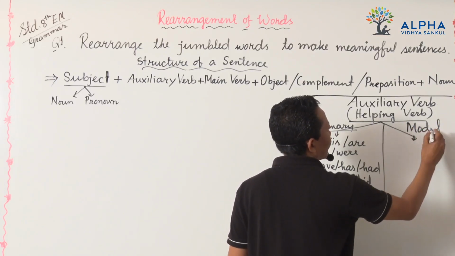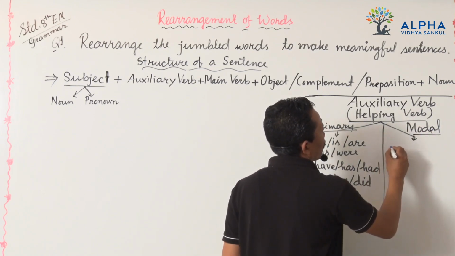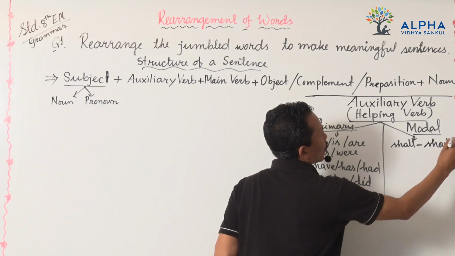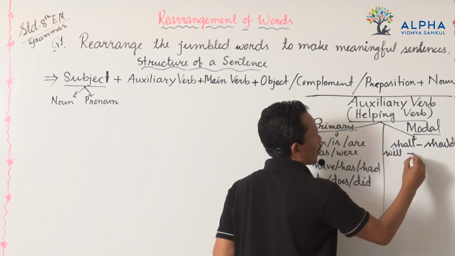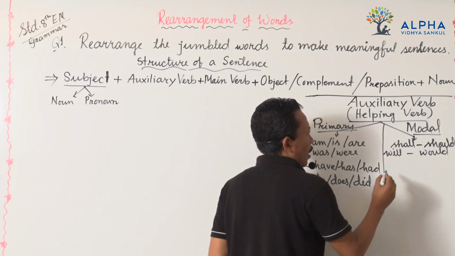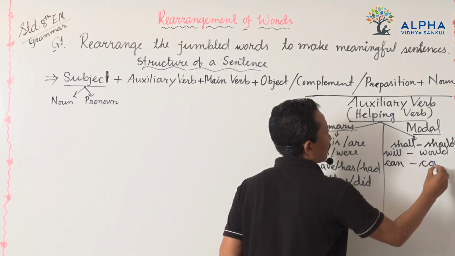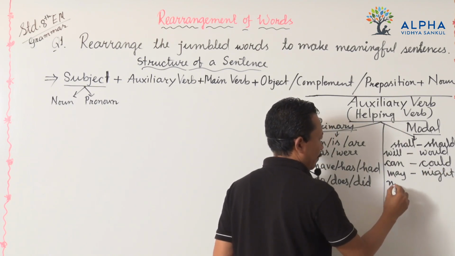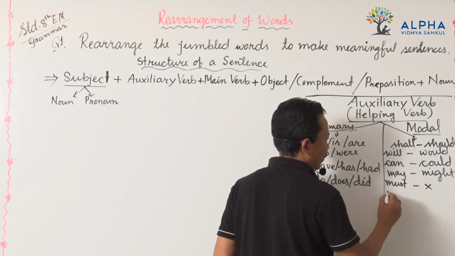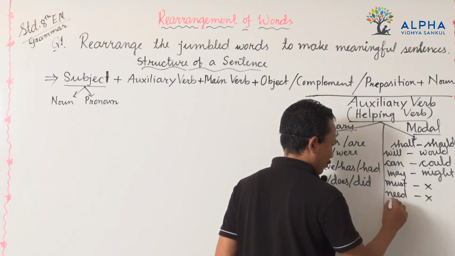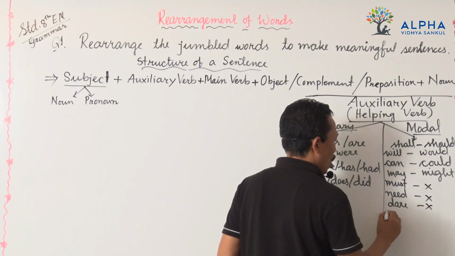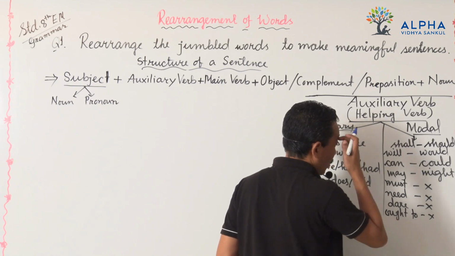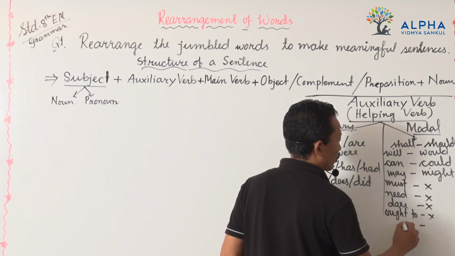Here I am going to write modal auxiliary verbs: shall, should, will, would, can, could, may, might, must, need, ought to, used to.